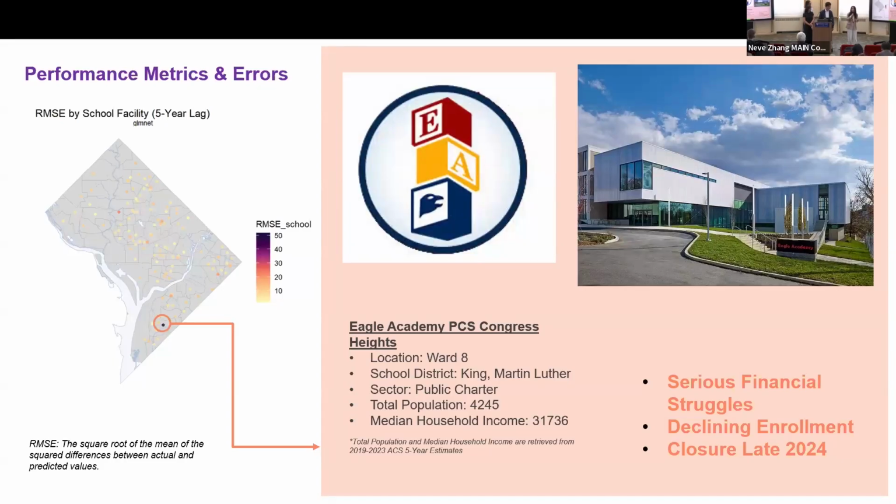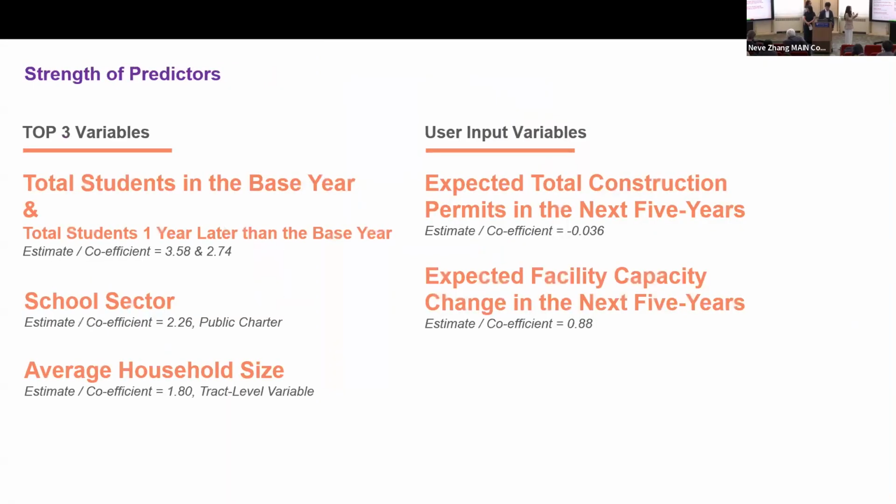This kind of abrupt change is actually unpredictable by our current model, because what our model is trying to capture is the more regular, slow, steady, but predictable scenario changes. Next slide. So overall, here are the strengths of our predictors.